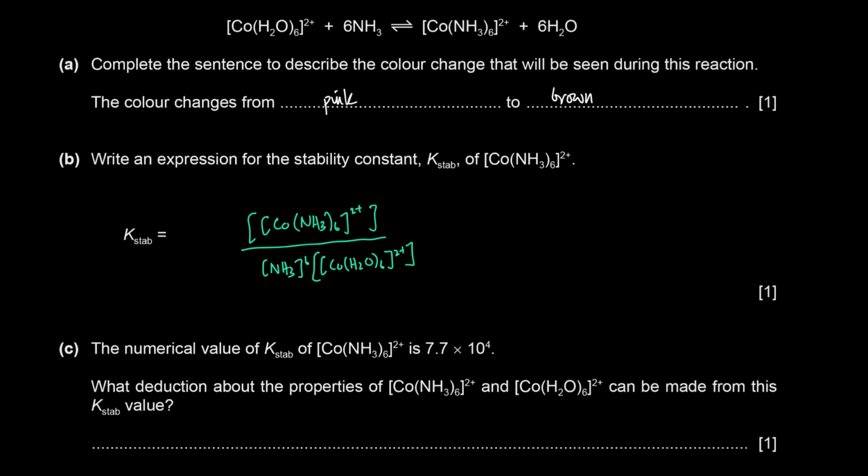What deductions can be made about the hexaamine and the hexaaqua complex from this K stab value? So this is around 77,000. So what does that tell you? Which complex is more stable? Which is in much higher concentrations? Is it the hexaamine or the hexaaqua complex? Right? The numerator is much larger. That means this complex is going to be in much higher concentrations. So therefore we can say over here that the Co(NH3)6 2+ complex is more stable than the hexaaqua complex, okay?